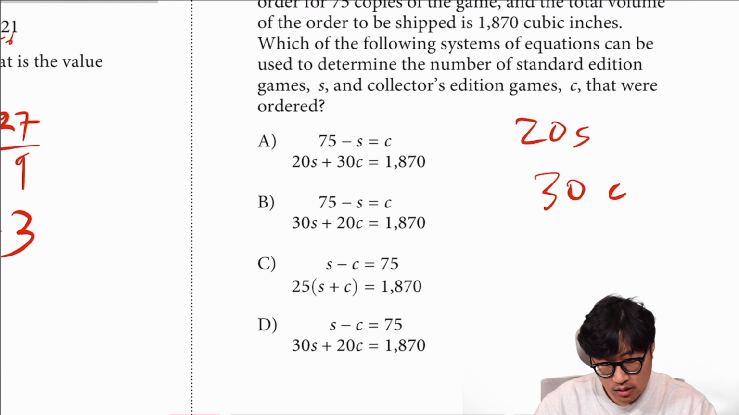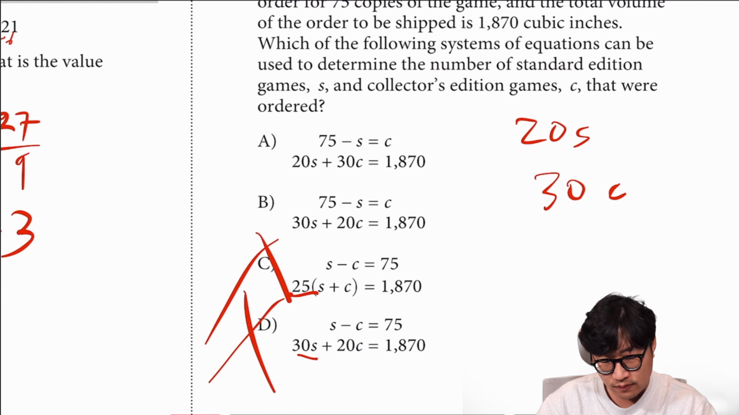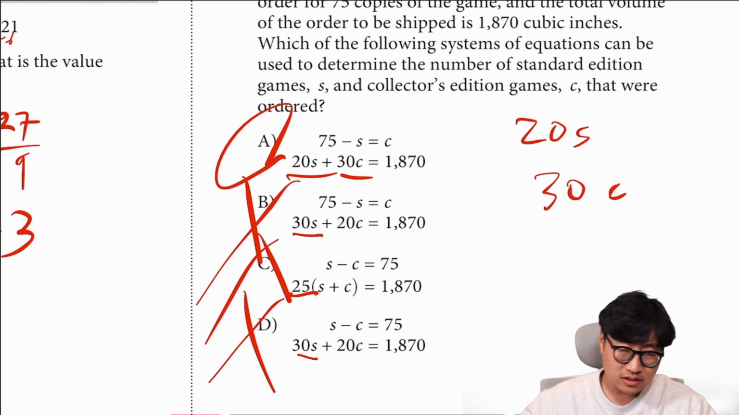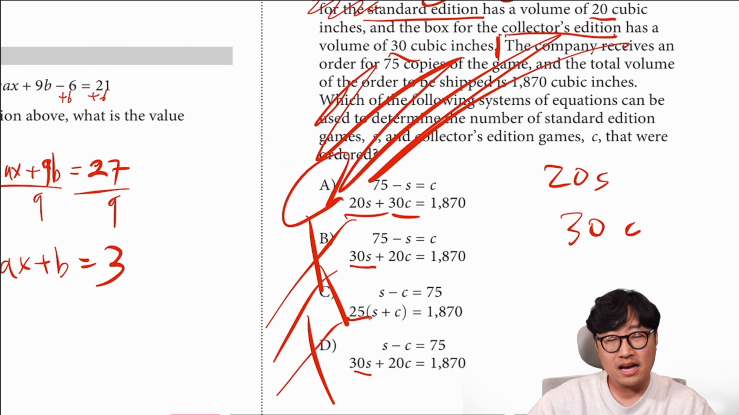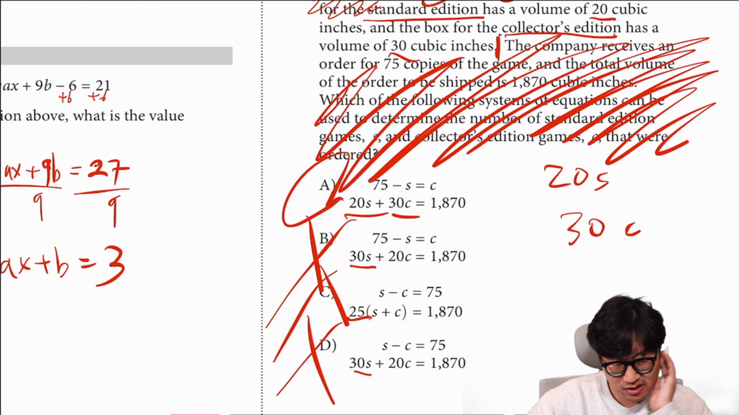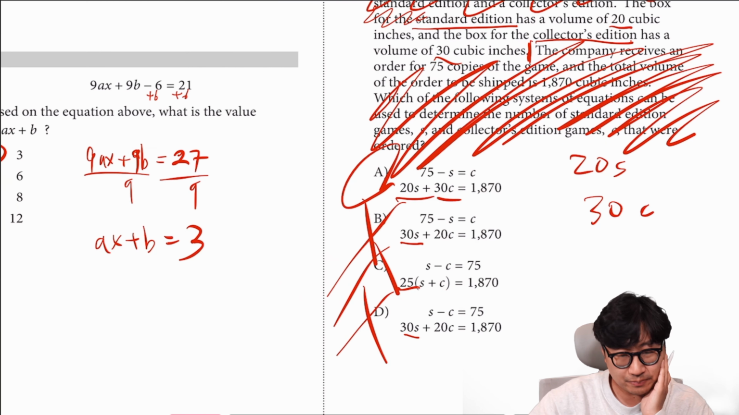Which means, starting from the bottom, 30S, get out. 25, where did I get that from? And then 30S, 20S, 30C, there you have it. I'm just going to circle it and move on. Yeah, I know I haven't read the rest, but I'm pretty sure A is probably going to be the answer, so I don't want to really bother.